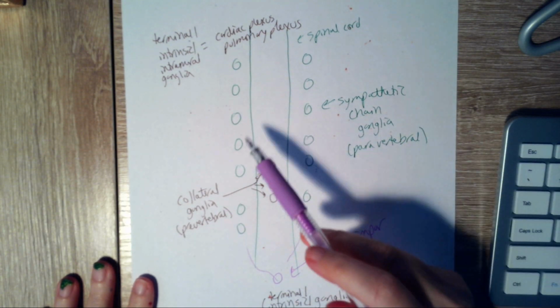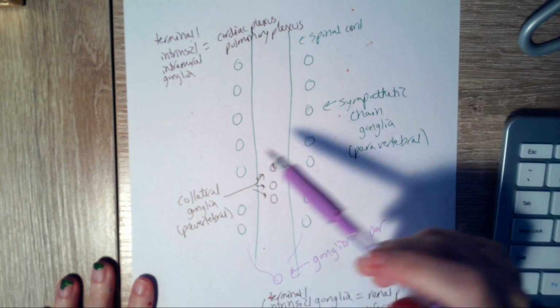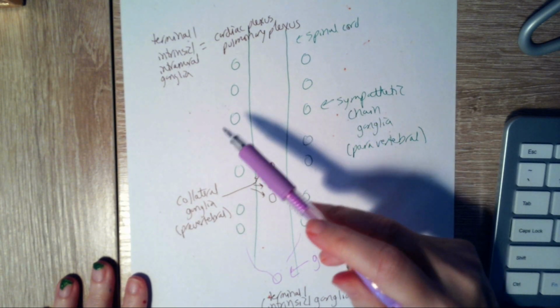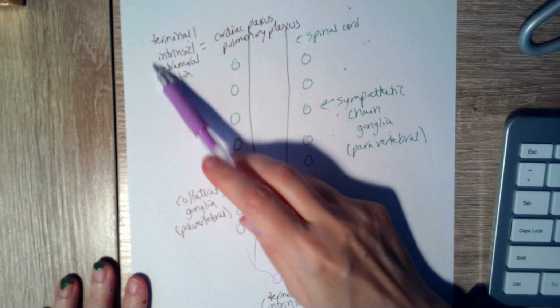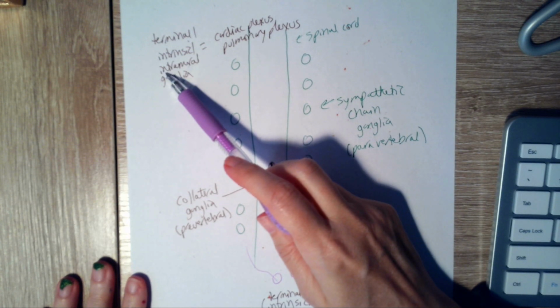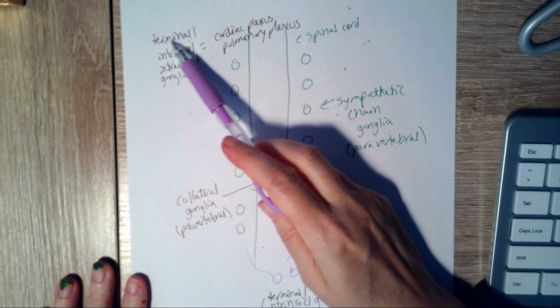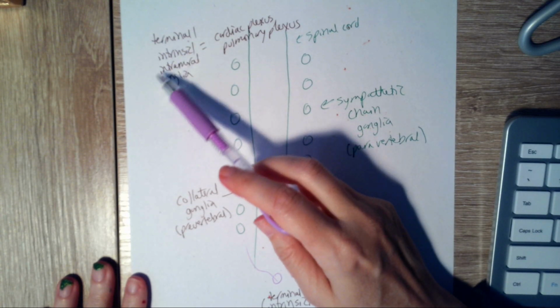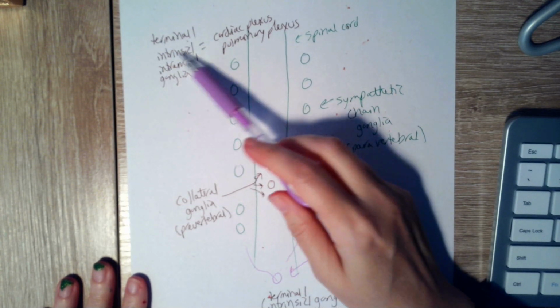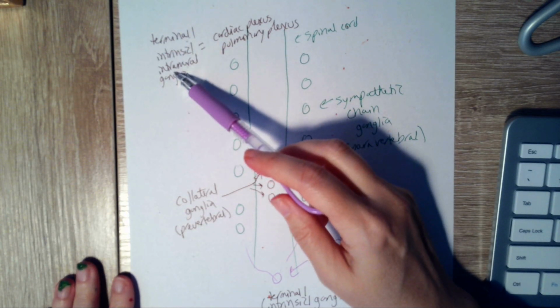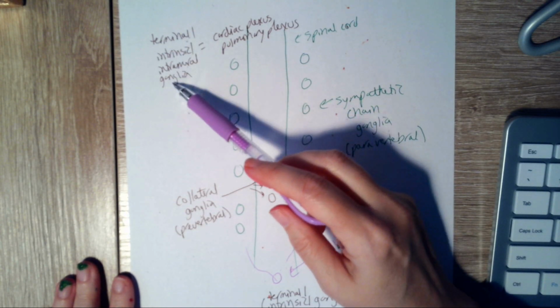Now there's also another option, and this would go for both the sympathetic system and the parasympathetic system. And that would be ganglia that are out near the target organ or even in the target organ. Those are called terminal ganglia or intrinsic ganglia or intramural ganglia. They're all referring to the same thing. Ganglia that are just very, very close to, if not right on top of, the target organ.